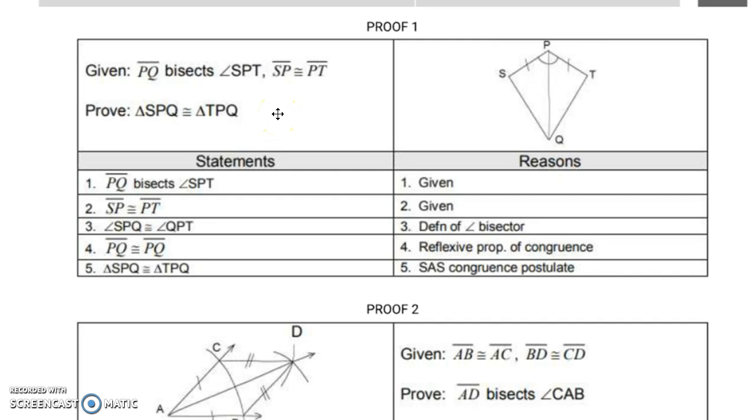Side, side, side, side, angle, side, angle, side, angle, angle, or hypotenuse leg. No right angles here, so it's not going to be hypotenuse leg. They wrote definition of angle bisector, but you're okay to say bisector because they're using the word bisects here. The reflexive property of congruence, we could just write as reflexive property, that's no big deal, and SAS Postulate should be fine for that. They could have gone further to say, for example, SQ is congruent to TQ because of CPCTC, but that's not what this question was asking us to do.